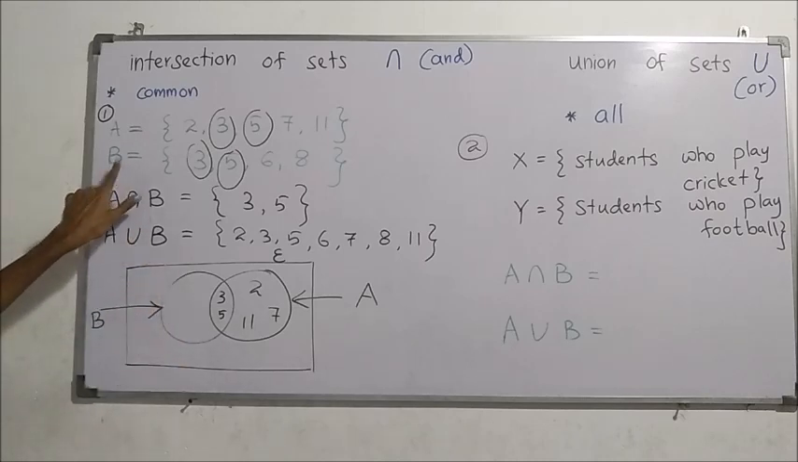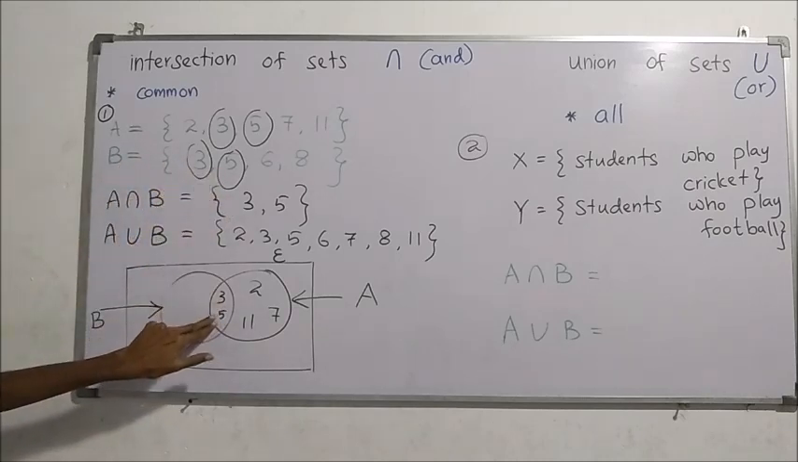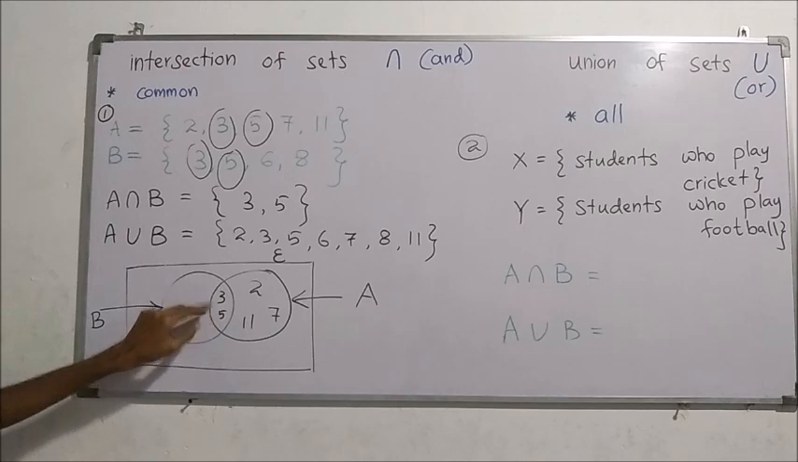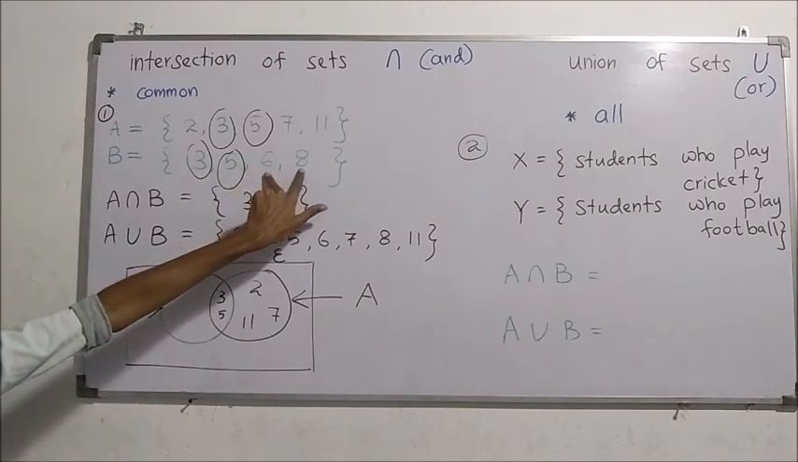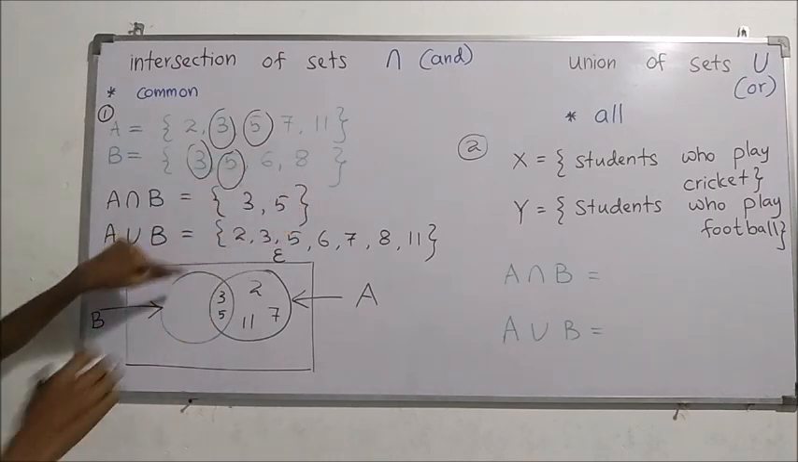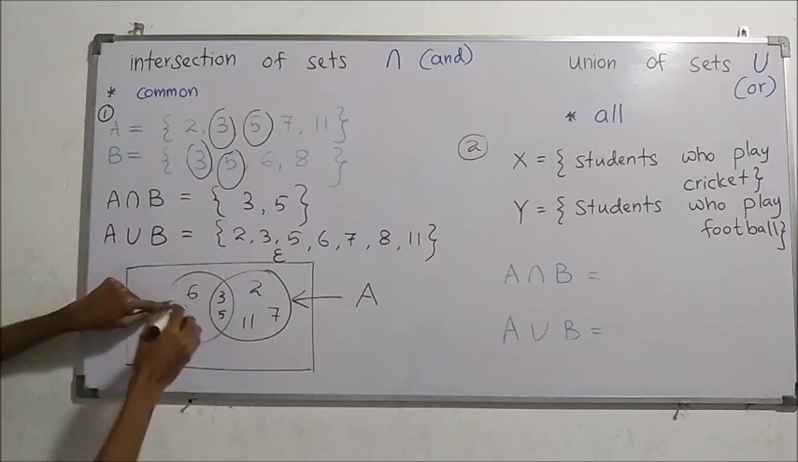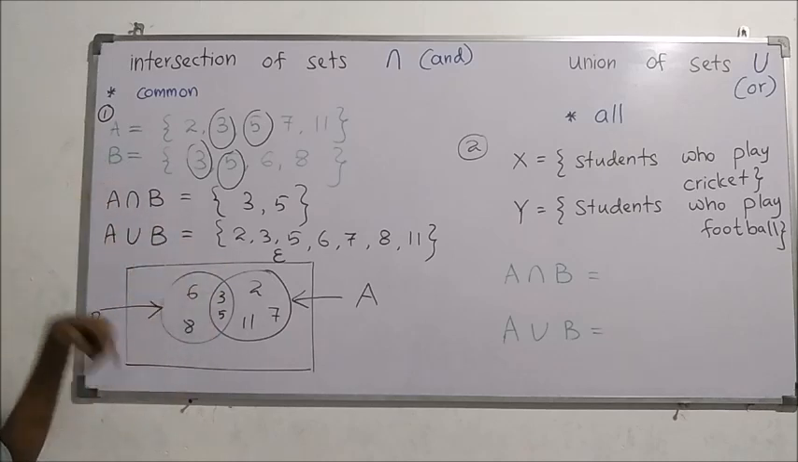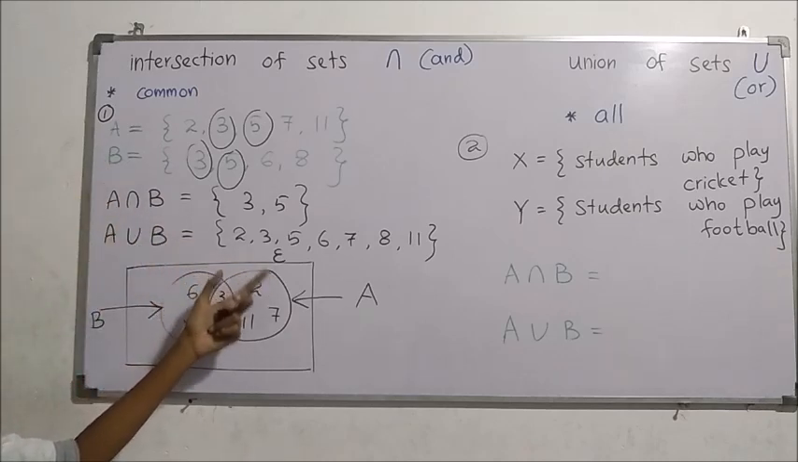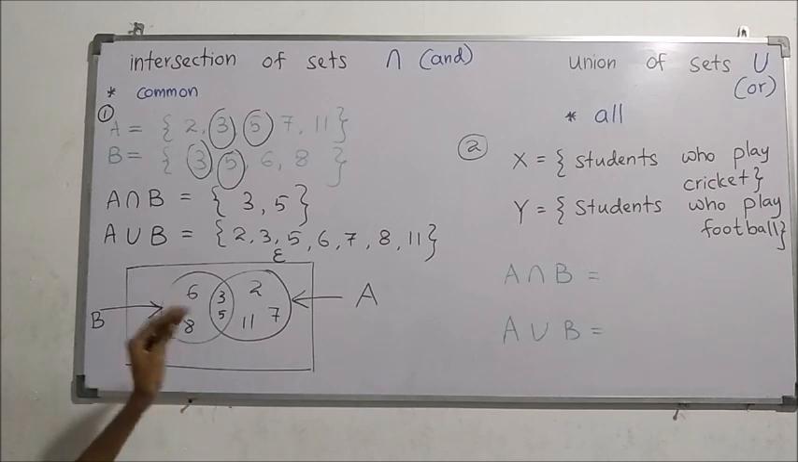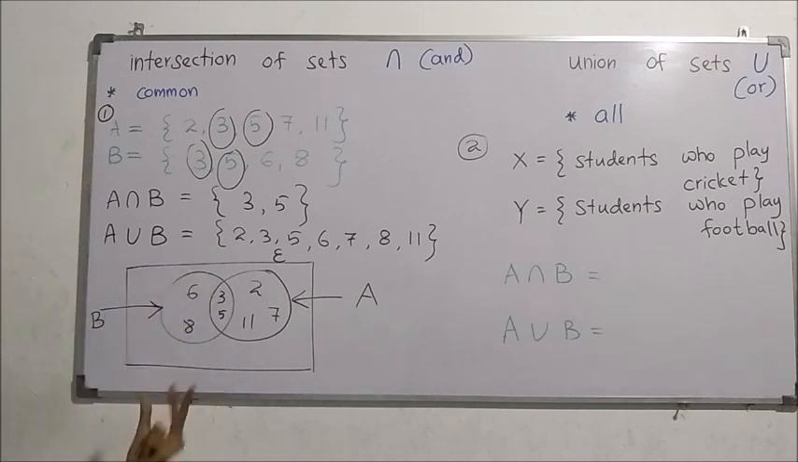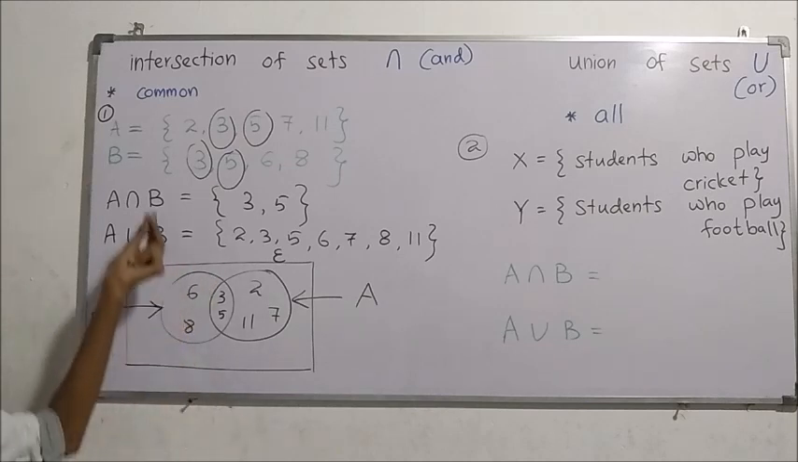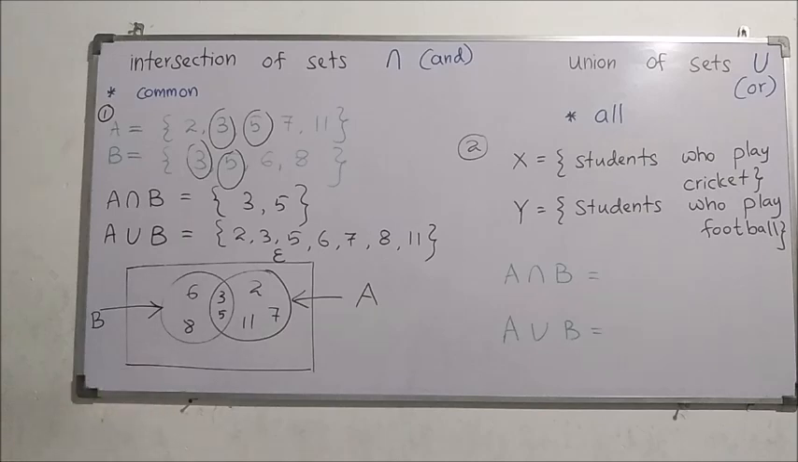And when we go to set B, 3 and 5 are already included. It belongs to set B also. But what are the other remaining elements that belong to set B? 6 and 8. We can include them like this. According to this example, they haven't provided us any universal set. Otherwise, we need to put the remaining elements inside the rectangle but outside the two circles. But here we don't need to do so because we are not given any universal set.